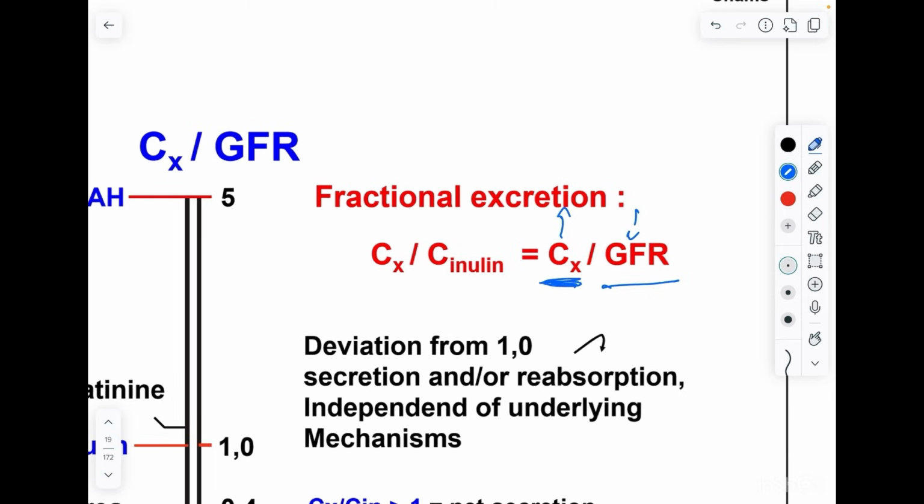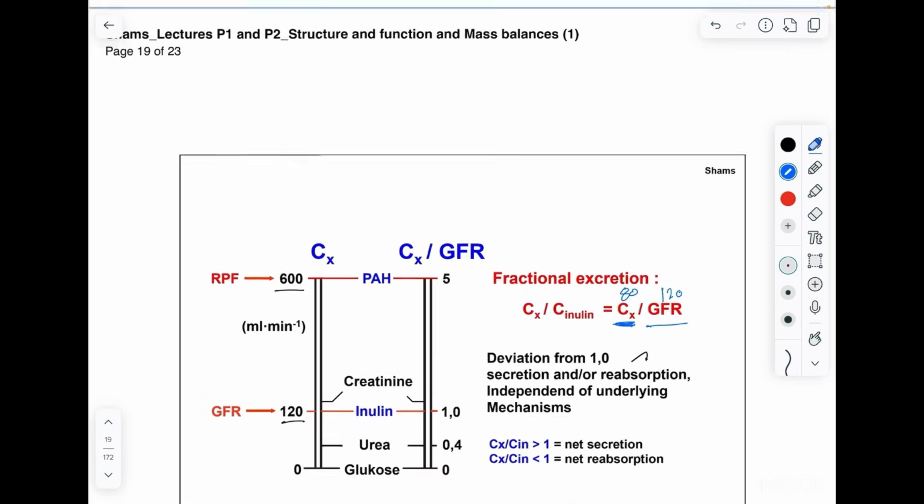Why? If you filtered 100 and then you look in urine and you have 150, where did we get that 50? It had to be secreted somewhere, right? But if it's the opposite, for example, this is 80 and this is 120, so we filtered 120, but then we look at the urine and you have 80. Why? That's because 40 has been reabsorbed. So that means that net reabsorption has happened.